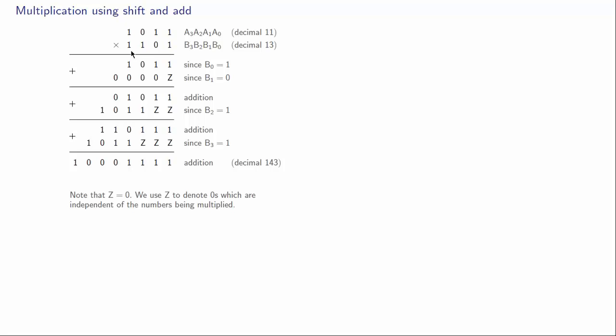Here is our number B, and that is decimal 13, and we want to multiply these two. So this is our multiplicand and this is our multiplier. Alright, where do we begin? We look at the LSB, that is 1. So we multiply the multiplicand by the LSB, and in this case it means we just reproduce this number as it is, 1011.